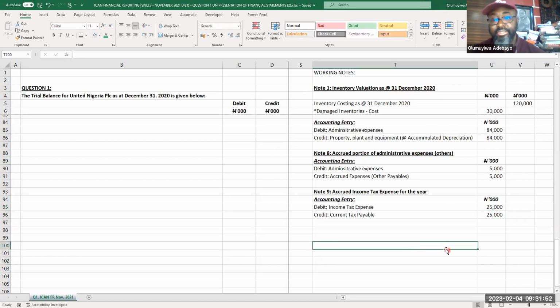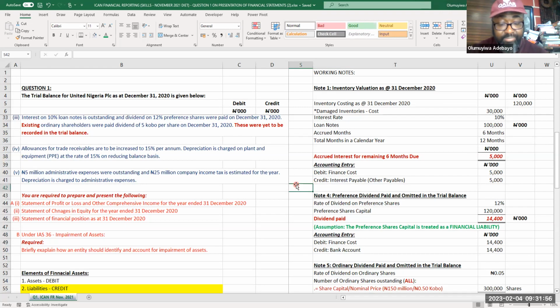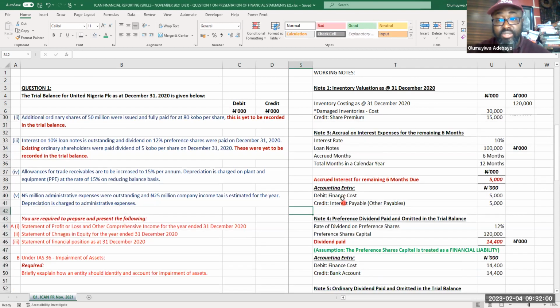And that represents all of the adjustments. Now, let me come back to note 3. Note 3 deals with accrued interest expense. Now, if you go back to the information, it says interest on loan note is outstanding. The examiner even pointed to a direction that something is outstanding. The question then is, what is outstanding?